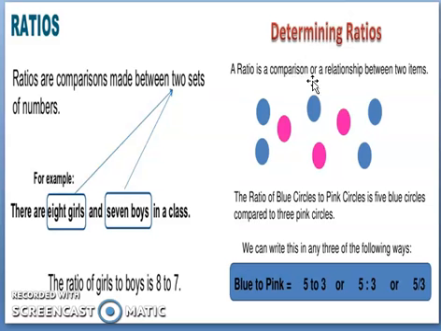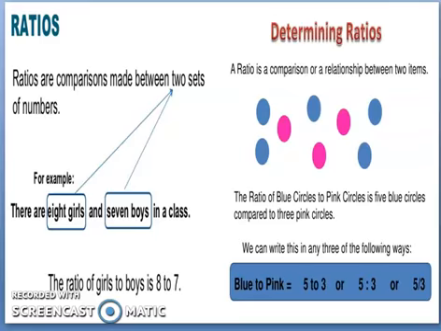Suppose a ratio is a comparison or a relationship between two items. You can see blue circles and pink circles, that means blue balls and pink balls. The ratio of blue circles to pink circles is 5 blue circles compared to 3 pink circles. We can write this in any of the following three ways. Blue to pink, we write 5:3 or 5 upon 3.